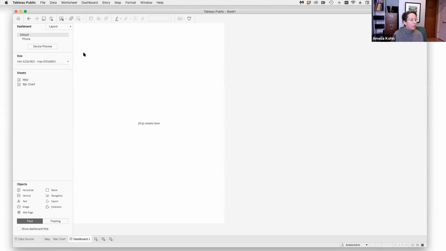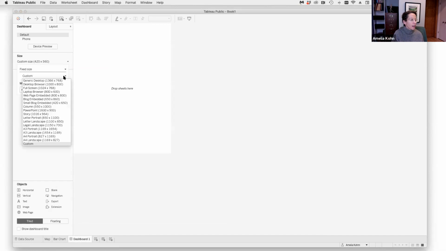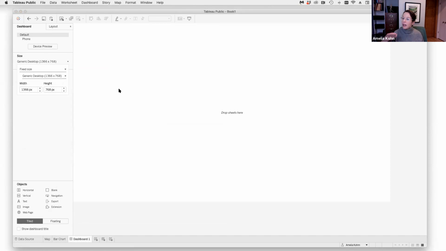And when you're creating a dashboard, you always need to be concerned about size first. So you can see it's automatically given a sort of minimum and maximum size, but you can do a fixed size. So if I click on fixed size, I get a bunch of options here. So like maybe I would choose generic desktop. You really want to design your dashboards for the type of screen that most of your users are going to be using.